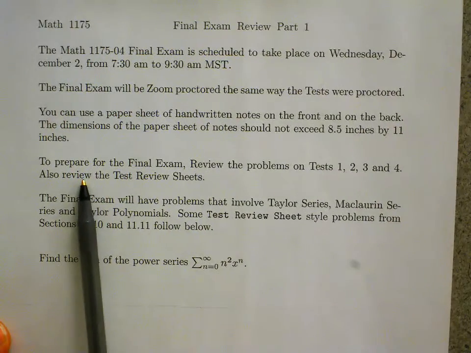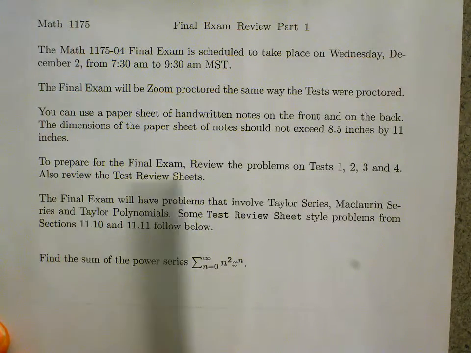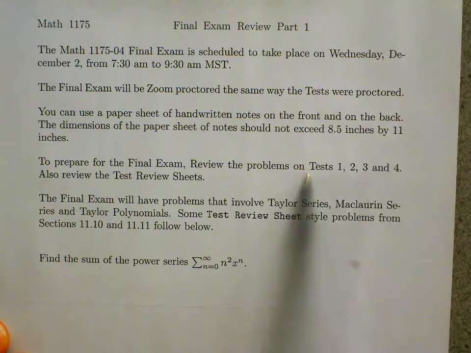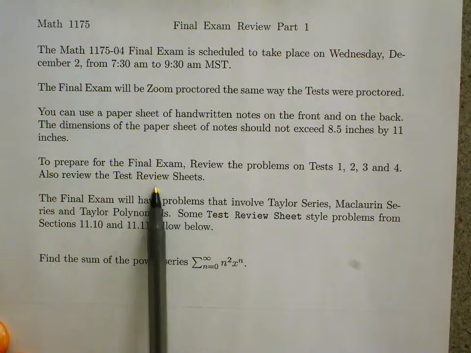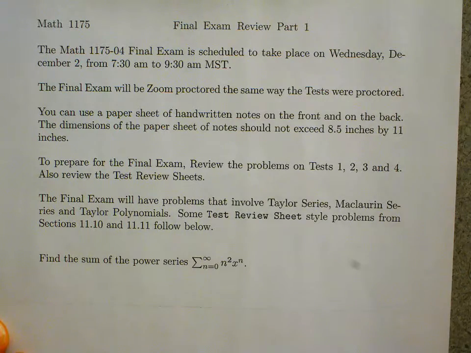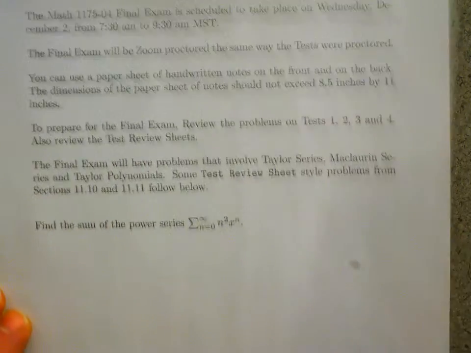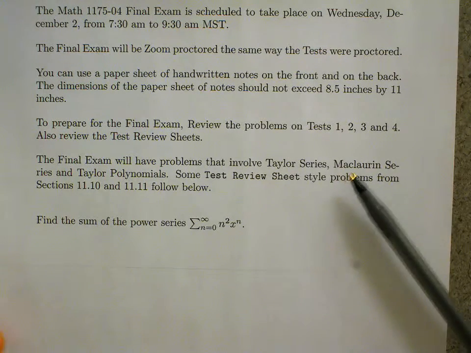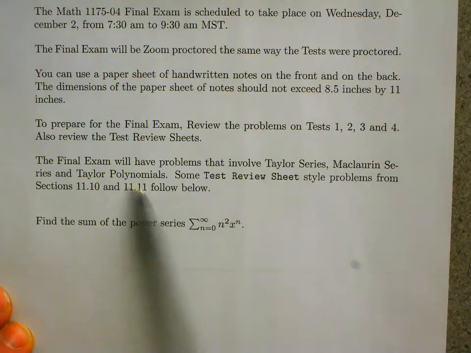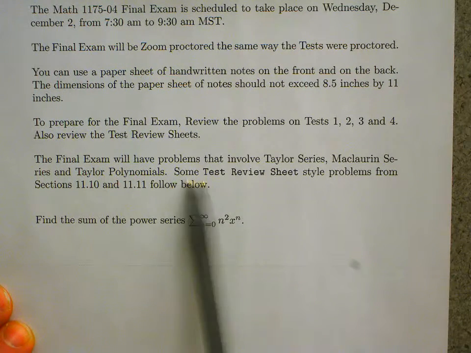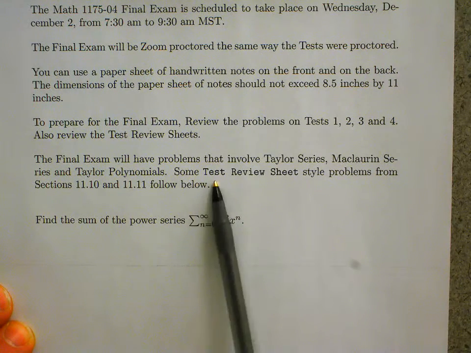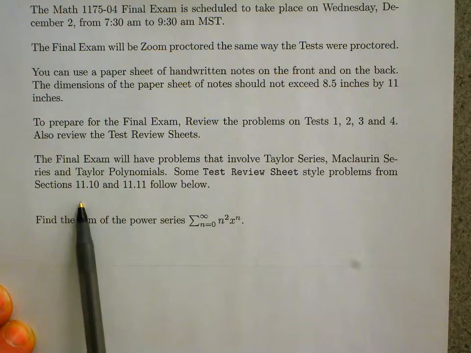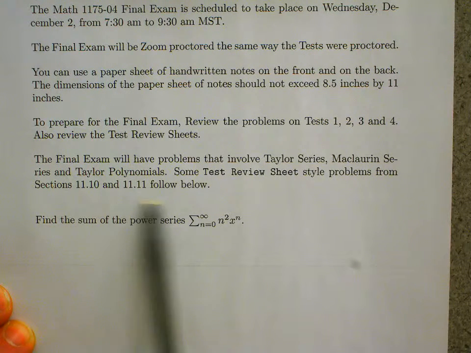Some things that you can do to prepare for the final: review the problems on tests 1, 2, 3, and 4, and review the test review sheets. The final exam will have problems that involve Taylor series, Maclaurin series, and Taylor polynomials, and some test review sheet style problems from sections 11.10 and 11.11 will follow.